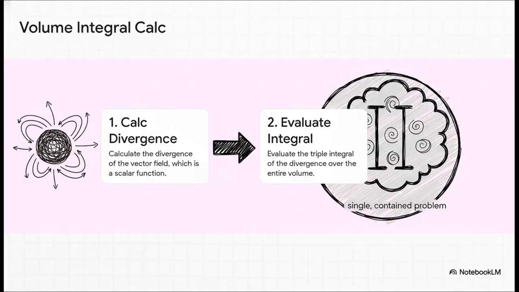So let's say you decide to use the inside method, the volume integral. The process is pretty direct. First, you calculate one thing, the divergence of your field. Then you evaluate just one triple integral over the whole volume. It's a single, self-contained problem.